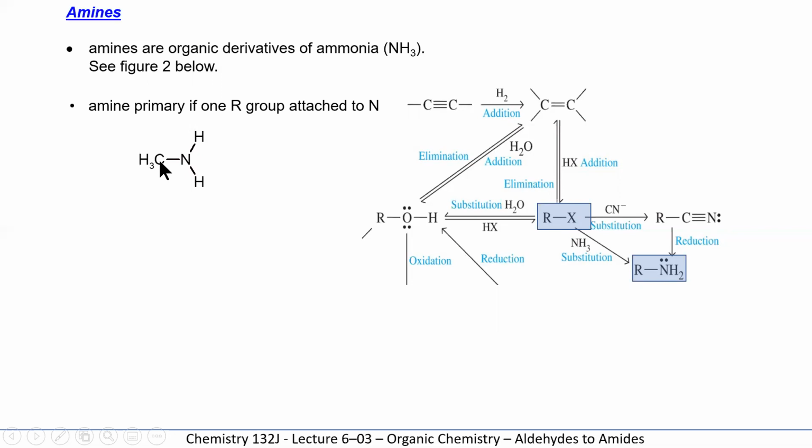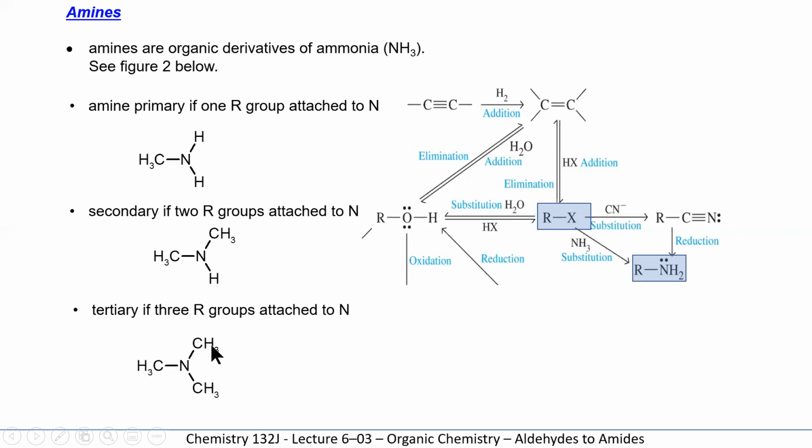Before we do, we're going to talk about how we can classify amines by the number of hydrogens on it. If we have one functional group attached to an amine, we call it a primary amine. If we have two functional groups attached to the nitrogen, in this case, two methyl groups here, we call it a secondary amine. And when there's three R groups attached, instead of hydrogen, we call it a tertiary amine.